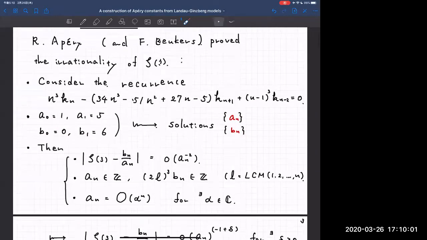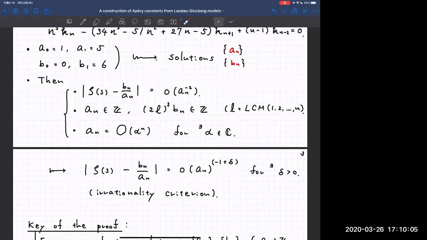Then this pair of solutions has a very good property: if we compare the difference between zeta 3 and B_n over A_n, it is smaller than the order of n to the minus 2. In other words, B_n over A_n gives a very good sequence which converges to zeta 3 very rapidly. Also, we can express the solutions A_n and B_n in integers or rationals. A_n itself is an integer for all n, and if we take 2 L_n cubed, where L_n is the least common multiple of 1, 2, up to n, times B_n, then it is an integer. In other words, B_n is a rational.